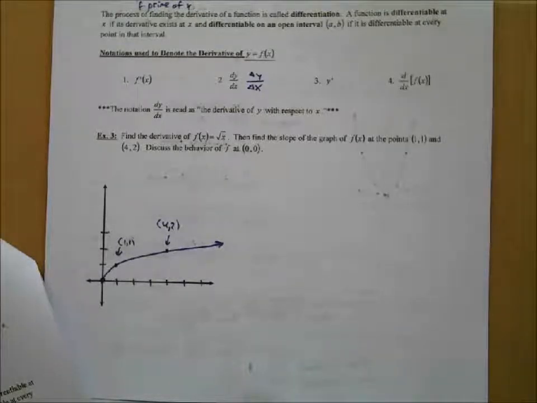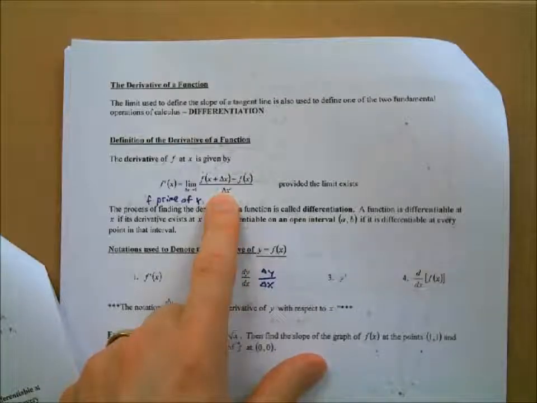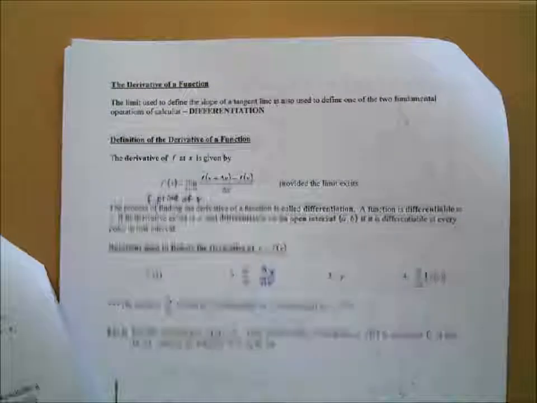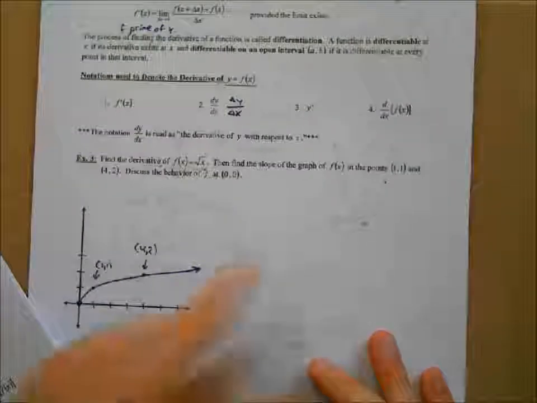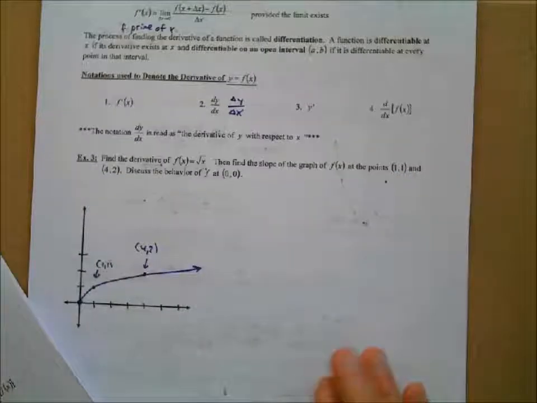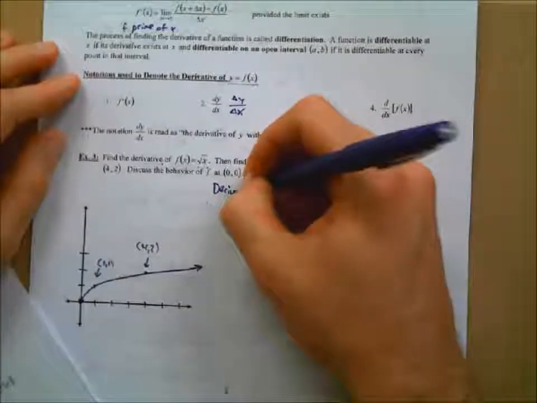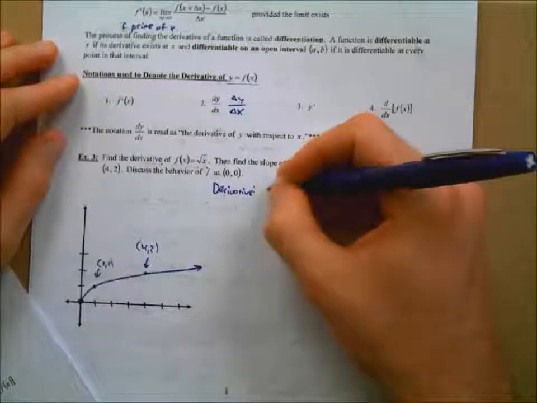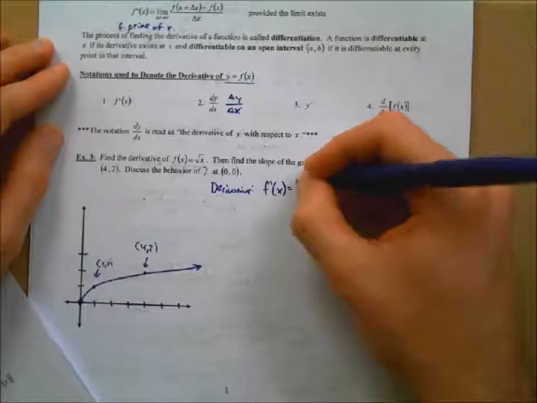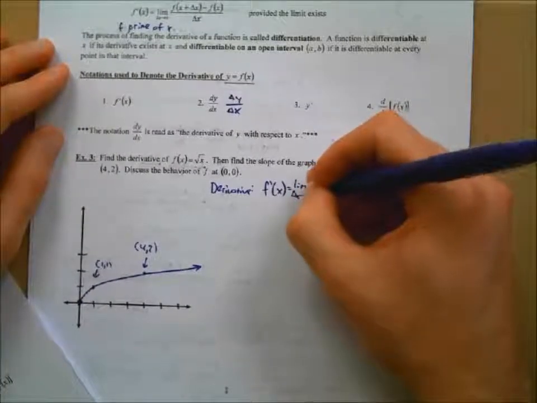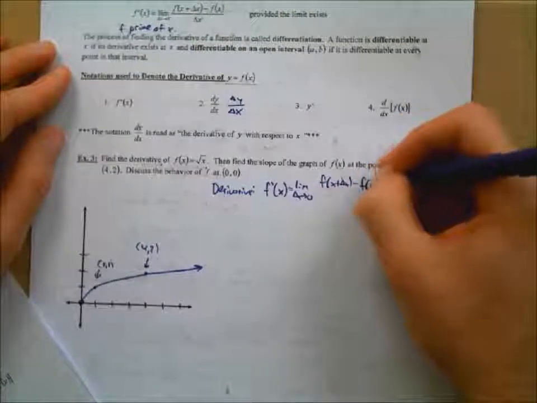Rather than using the definition of the derivative here to find the limit at a specific point, we're going to find the derivative at a generic point, x. So we're not going to plug in 1 or 4 for the x at the start here. So let me show you what I mean by that. So here we'll do the derivative. Okay, so we'll say f prime of x is equal to the limit as delta x approaches 0 of f of x plus delta x minus f of x all over delta x.